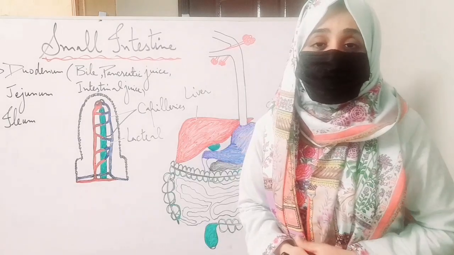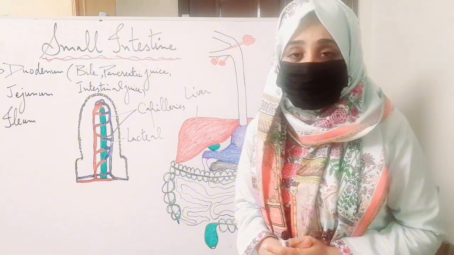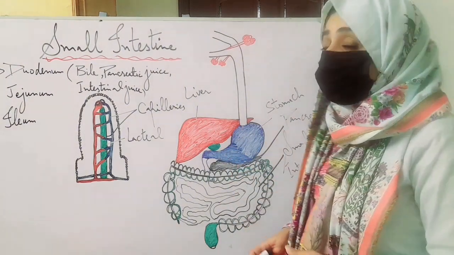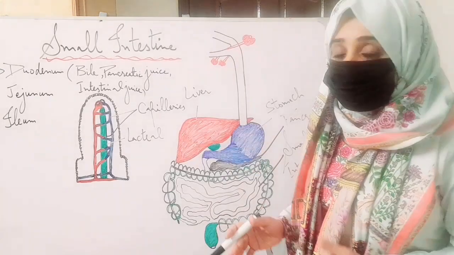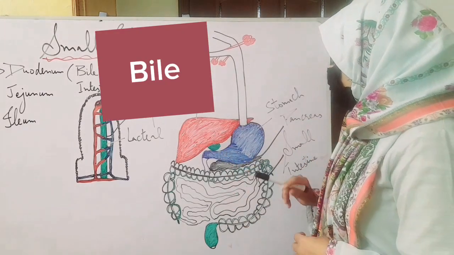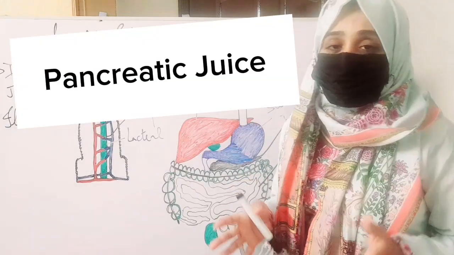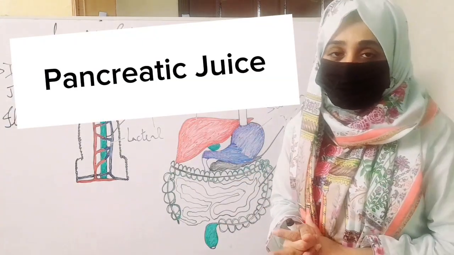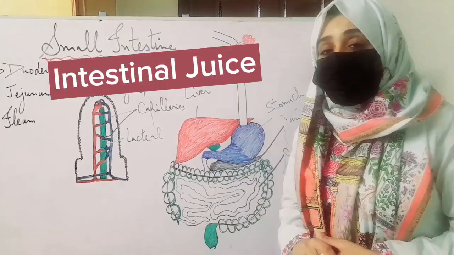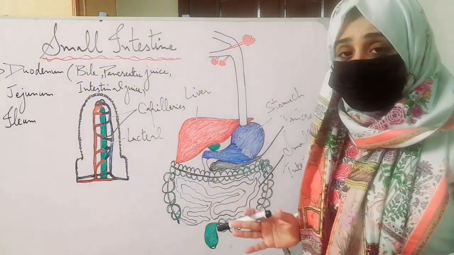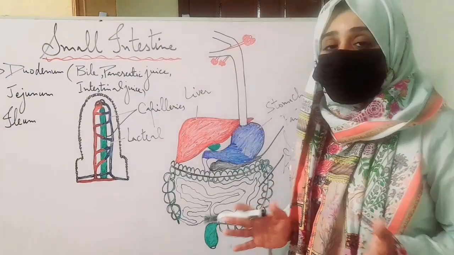In the duodenum, the food is mixed with three types of secretions. These secretions come from the liver, the pancreas, and the intestine. The secretion of the liver is called bile. The secretion of the pancreas is called pancreatic juice, and the secretion of the small intestine is called intestinal juice. The walls of the intestine secrete this juice that is called intestinal juice. So first of all, let's talk about the bile.